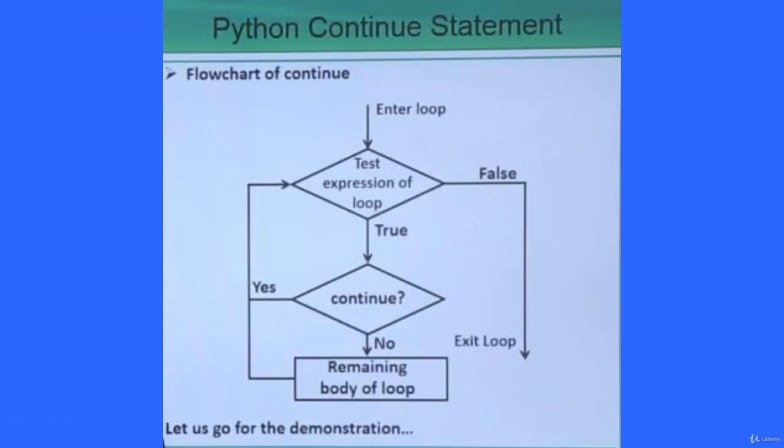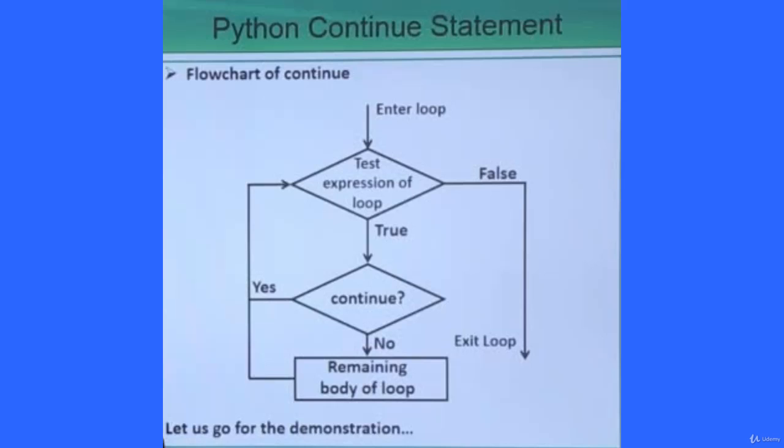So, flowchart of the continue. Here the control will come, and the test expression of the loop will be tested. If the condition is false, then exit loop will take place. If the condition is true, then it will check whether continue is there or not. If continue is there, then again the test expression of the loop will get executed. The remaining part of the body of the loop will remain unexecuted for that iteration only. But if there is no continue, then the remaining body of the loop will get executed. This is the flowchart of the continue statement to give you the idea of how the control is flowing in the loop construct.